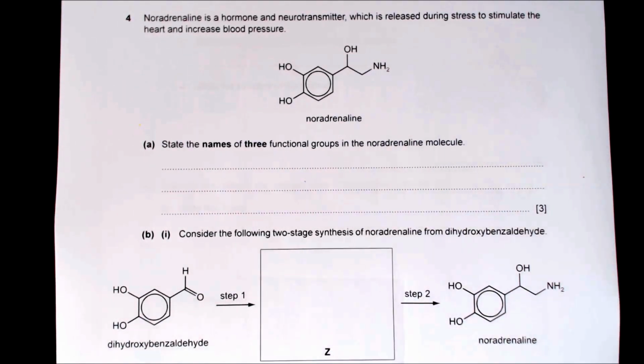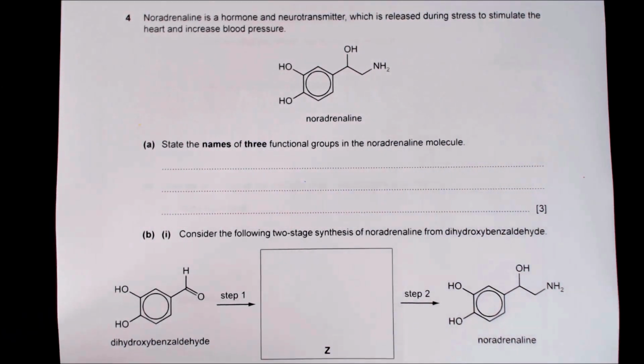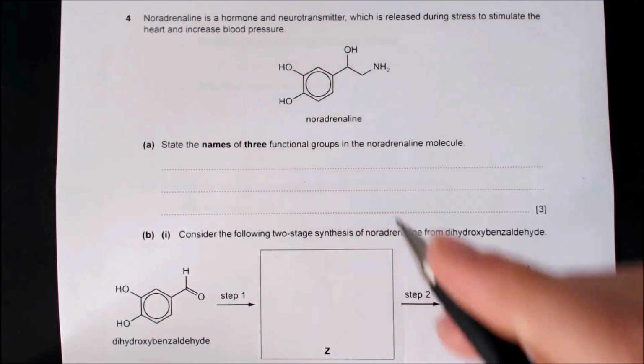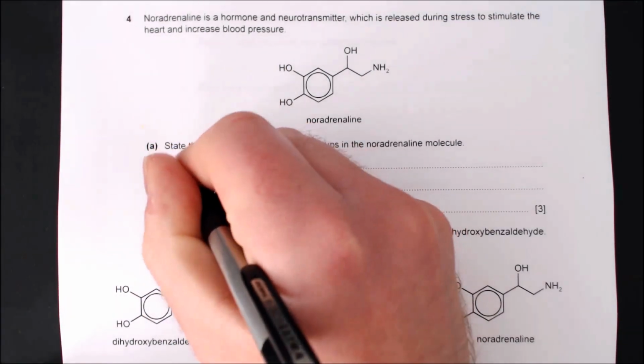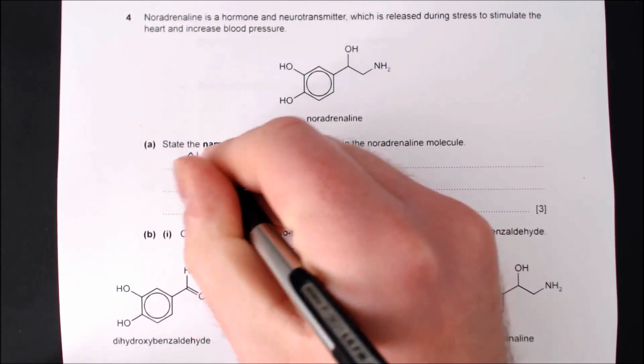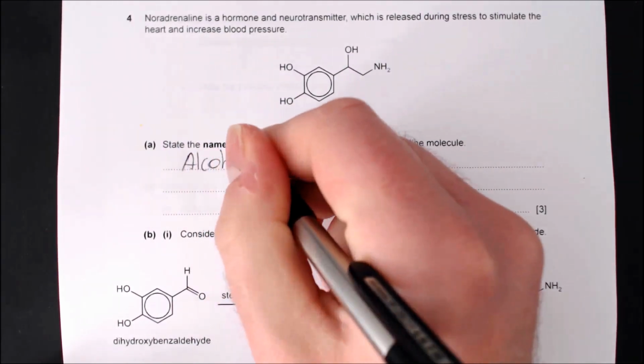And it says, state the names of 3 functional groups in the noradrenaline molecule. Right, okay, so the 3 functional groups will be alcohol, which is one of them here. We've got actually 3 of them here, so we'll put alcohol there. That's probably the first one that you would perhaps notice.